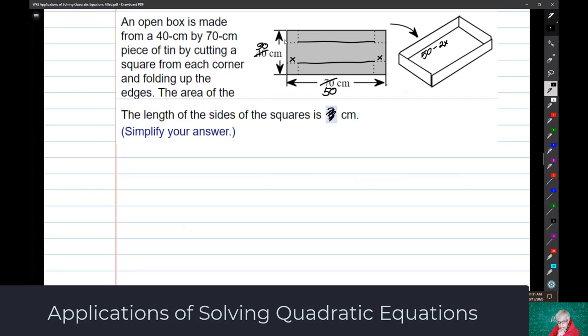For the same reason, this side is going to be 30 minus x minus x, which is 30 minus 2x. So this is the length, and this is the width, and we know, well, this flat base of the box is a rectangle, and we know that area equals length times width when you're talking about a rectangle.